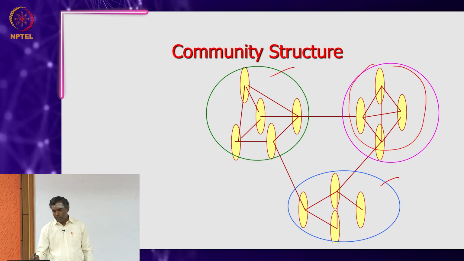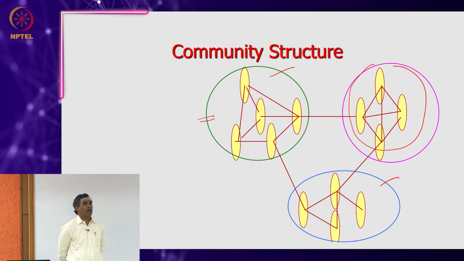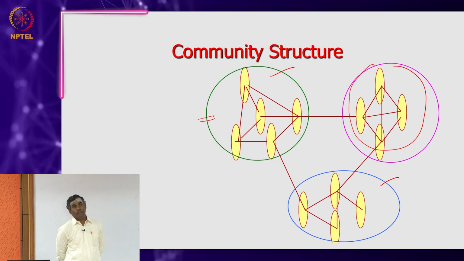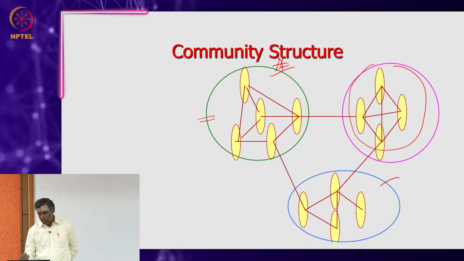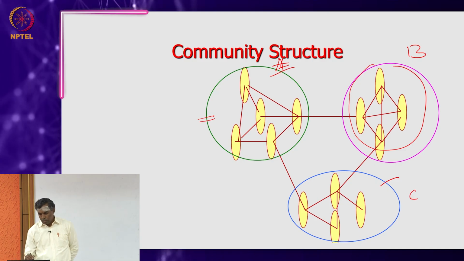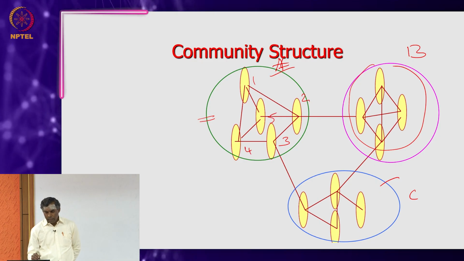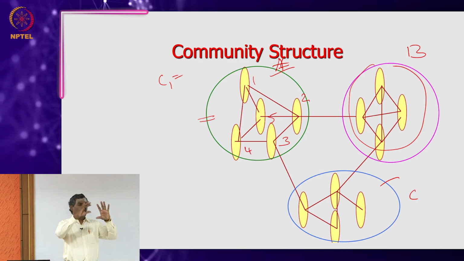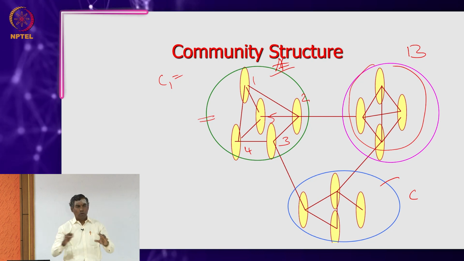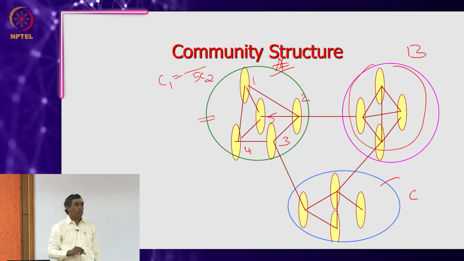They have different clustering coefficients. What is the clustering coefficient of this community? Can you guess? I take this as maybe community 1 or community A, B, C. You can have 1, 2, 3, 4, 5. What is C1? You just look into the smaller subgraph. C1's denominator is 5 choose 2. Am I correct? What is the numerator? What is the numerator? 5.